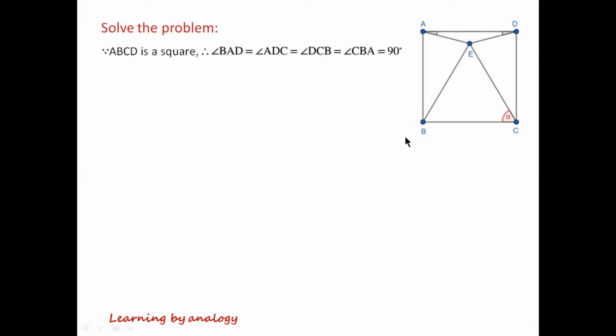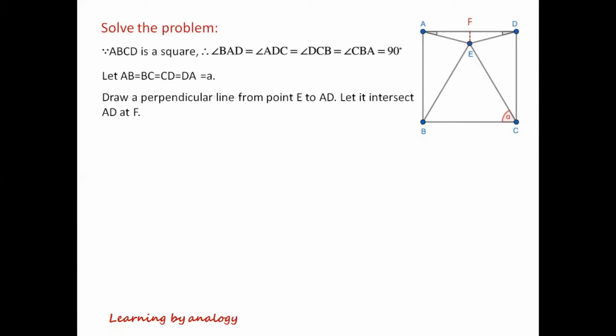Because ABCD is a square, all the angles are equal. Each angle is equal to 90 degrees, and all the sides are equal. Let each side of the square equal A.